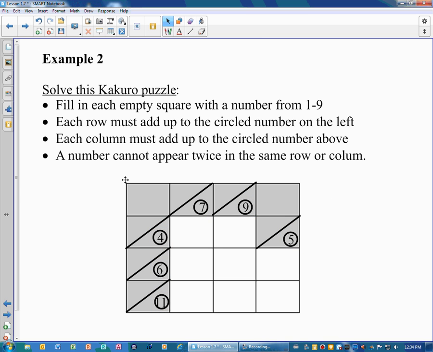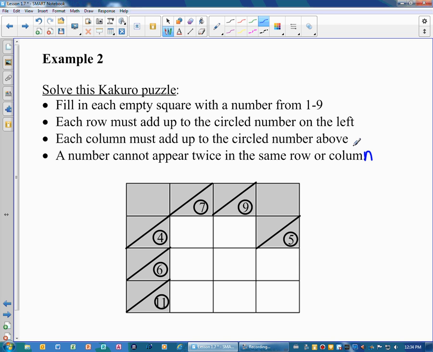Okay, so it says each row must add up to the circled number on the left. So these 2 numbers here have to add up to 4. These 3 numbers here have to add up to 6. And these 3 numbers here have to add up to 11. Each column must add up to the circled number above. So these 3 add to 7, these 3 to 9, and these 3 to 5. And then, like Sudoku, a number cannot appear twice in the same column or row. Well, that should be an N there. It's not very good spelling; it's a typo. Okay, so let's see what we can do.